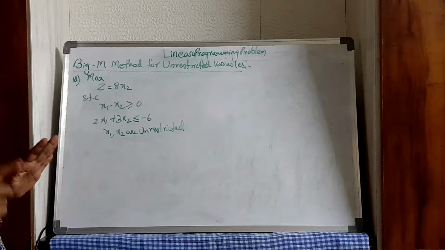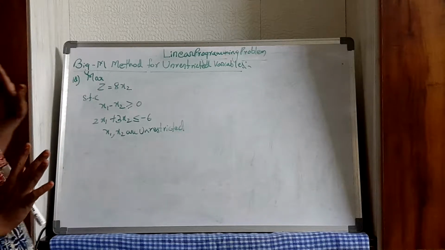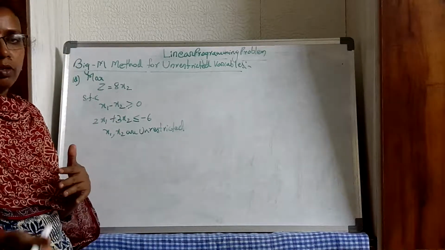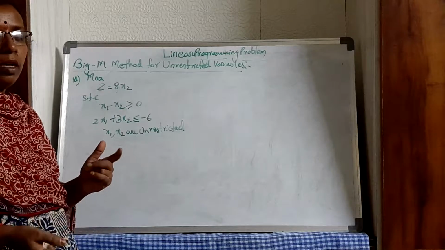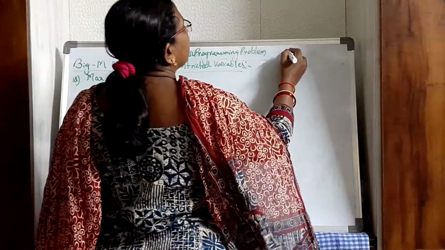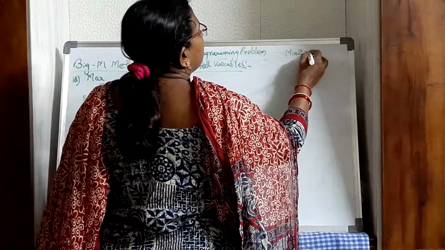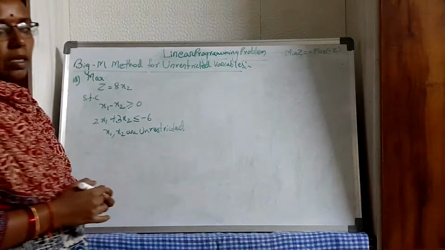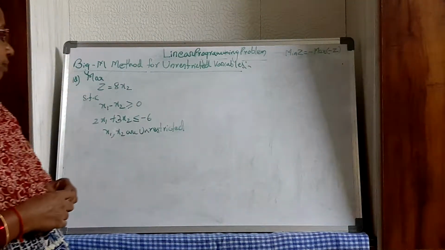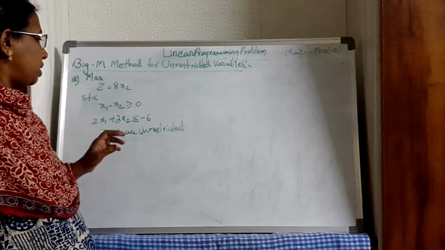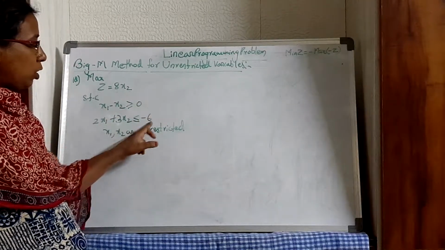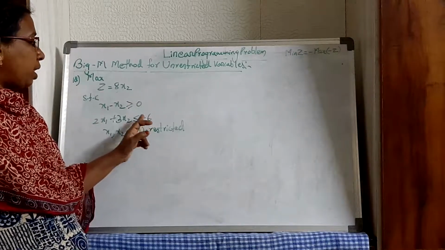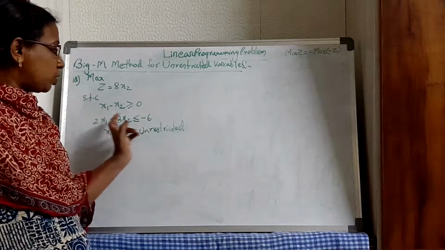Here the first thing is we have to check whether it is a maximization or minimization problem. So it is maximization. If it is minimization, you have to convert it into maximization using the relation minimize of z is equals to minus of maximize of minus z. Using this relation, we convert it into a maximization problem. The second condition is all these bi values should be positive.